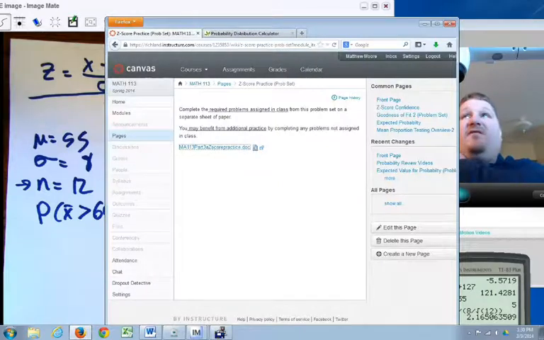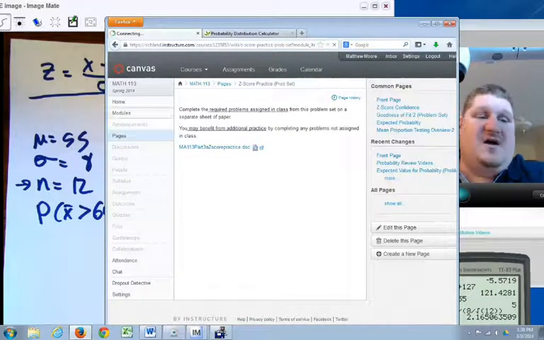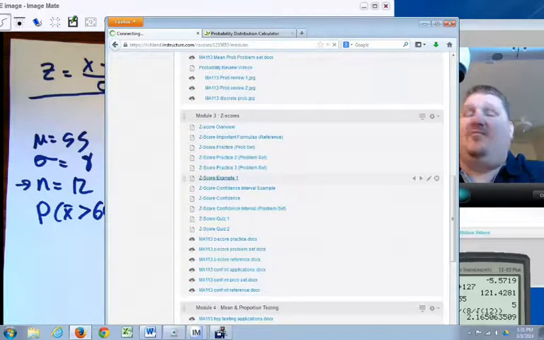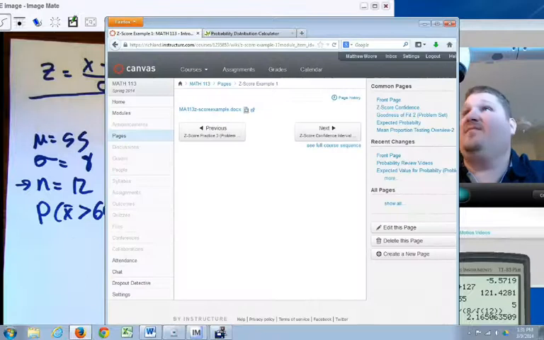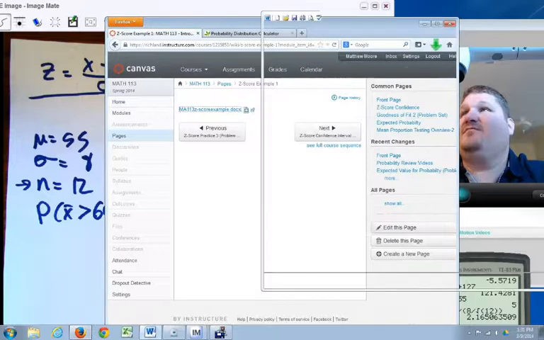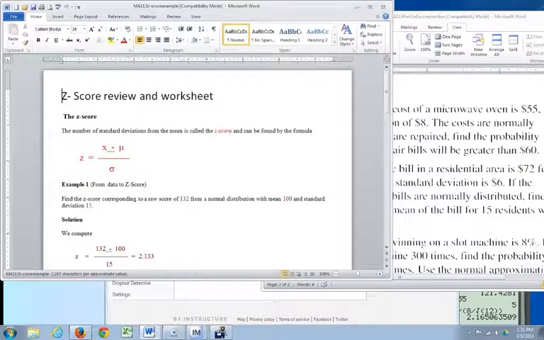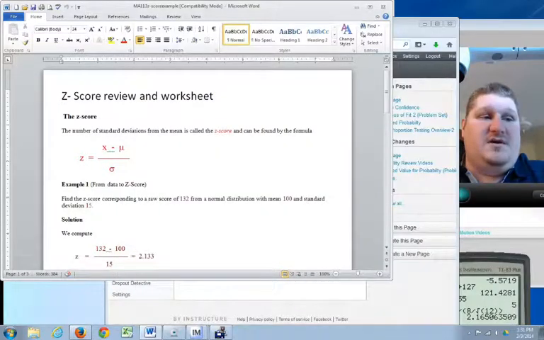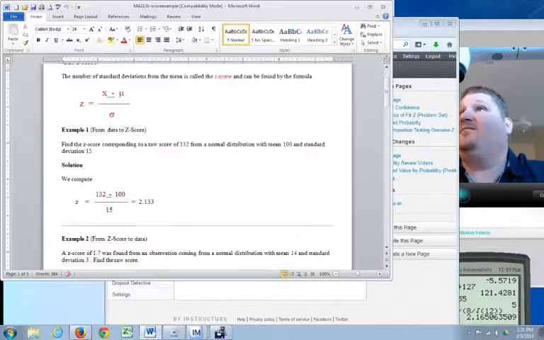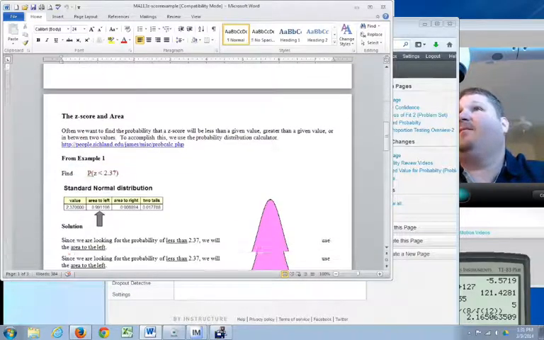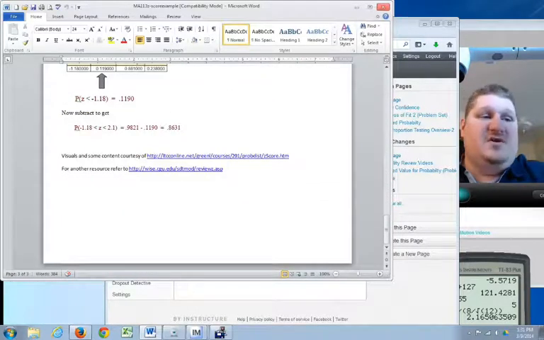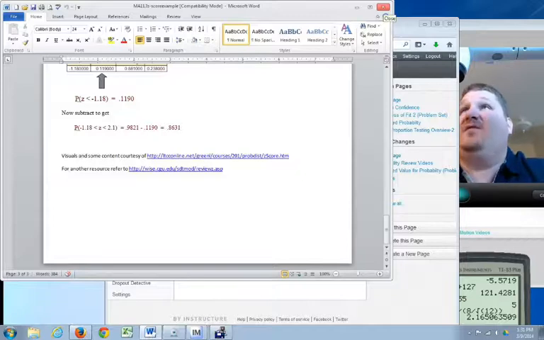Additionally, I wanted to highlight something for you. If you go to Canvas, enter the modules, you have a pretty good example right here. The Z-score example walks you through the entire setup. It will walk you all the way down through these problems, giving you an idea of where to go. So, using that is going to be very productive.